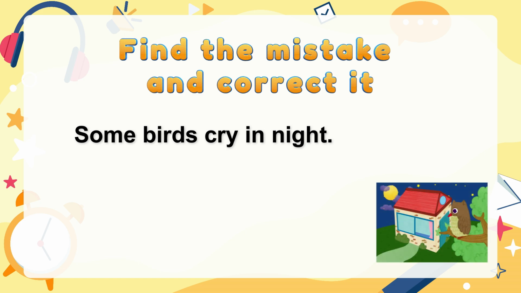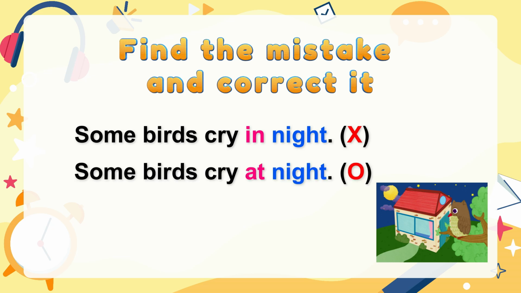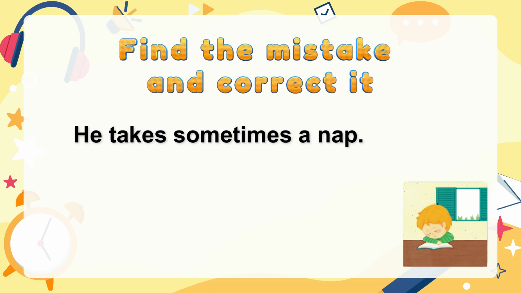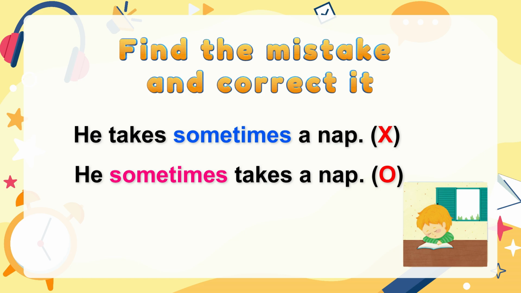Some birds cry in night. Night is a time of day, and we use the preposition at. The correct sentence is, some birds cry at night. He takes sometimes a nap. Sometimes comes before the main verb. It should be, he sometimes takes a nap.